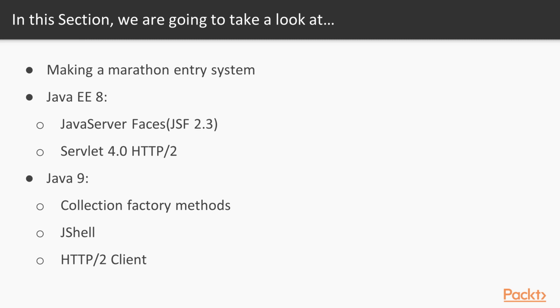We're going to learn about the Java EE8 technology of Java Server Faces, JSF 2.3, and we're going to learn about the Servlet 4.0 API, specifically the HTTP/2 functionality. And we're also going to learn about the Java 9 technologies: collection factory methods, JShell, and the HTTP2 client.